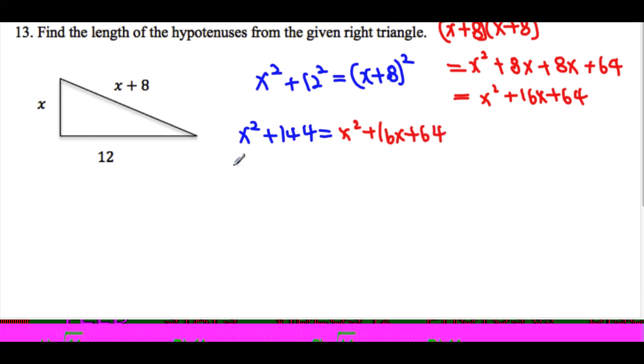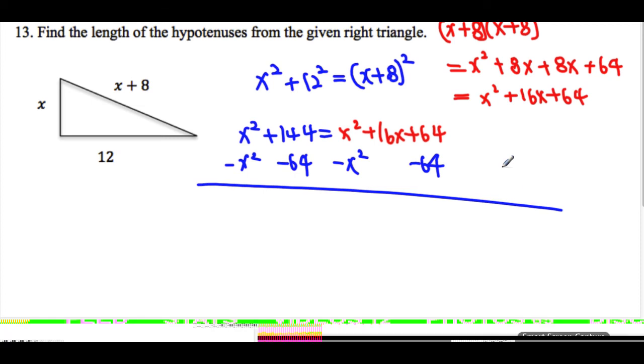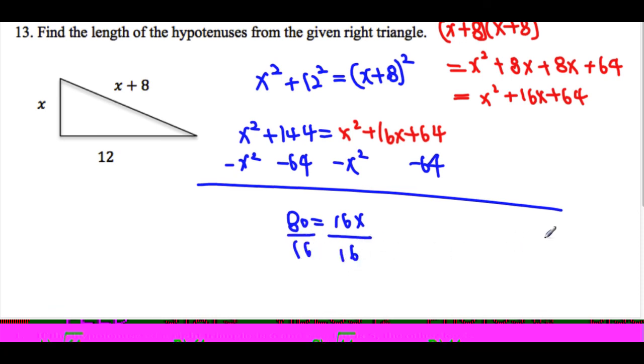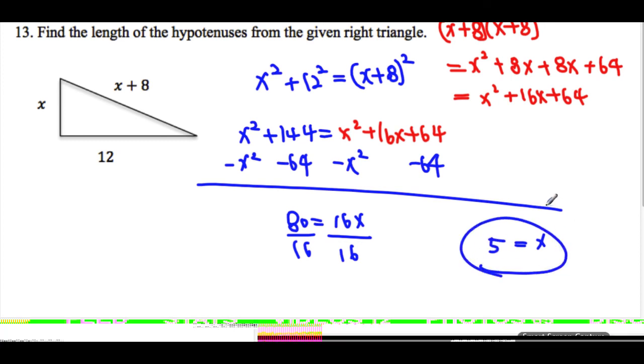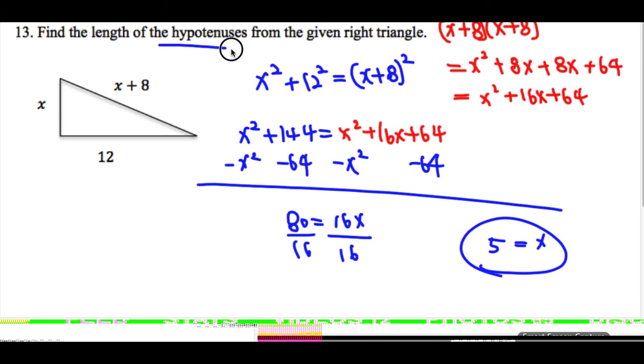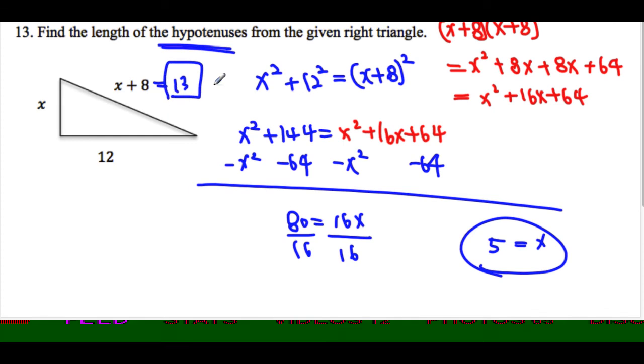Now we can subtract x squared from both sides. And then I'll subtract 64 also. Then what do I get? I get 80 is equal to 16x. And by dividing by 16, we get x must be equal to 5. But is 5 my answer? No, because what I'm looking for is the hypotenuse. So 5 plus 8, 13. Then 13 becomes our final answer.